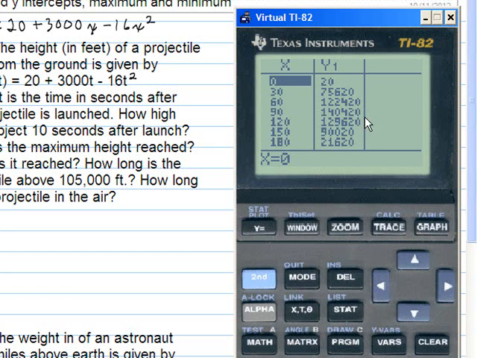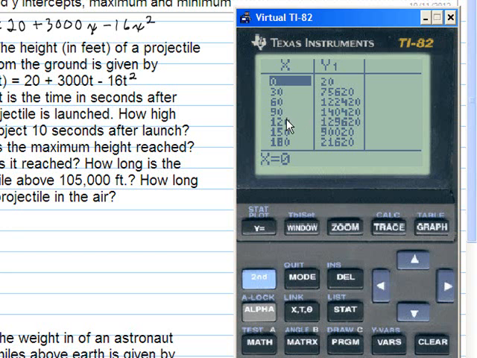Well, if you look down here at 90 seconds, it looks like it reaches a height of about 140,000. If you look at the two numbers each side of that, they're almost equal. So if you imagine a parabolic arc, that's going to say that the maximum altitude is somewhere around 140,000 feet, maybe 150, maybe 160.